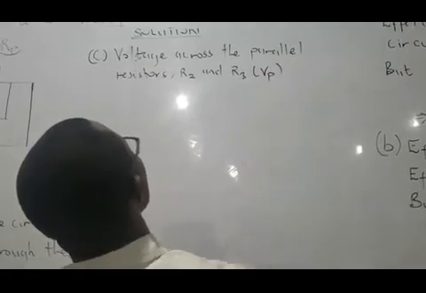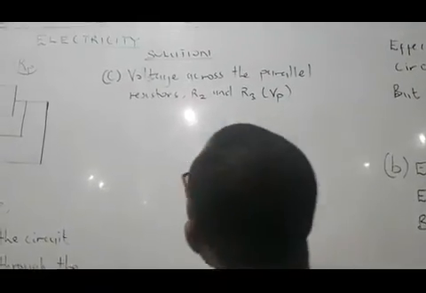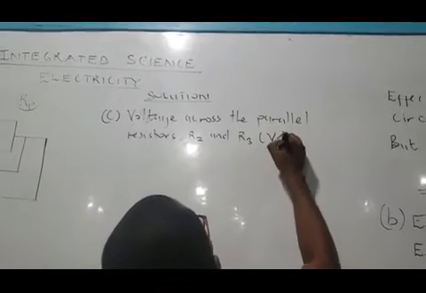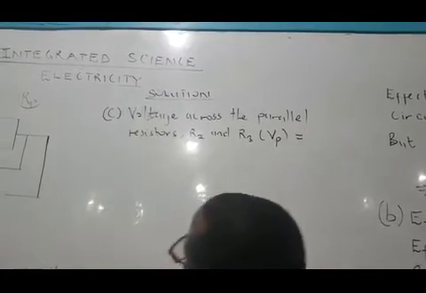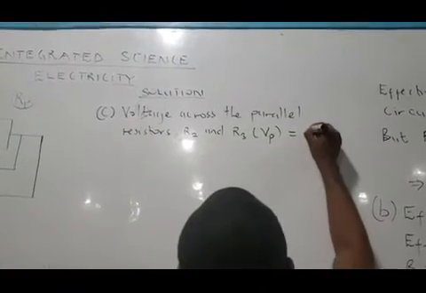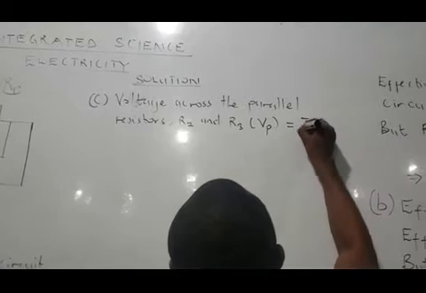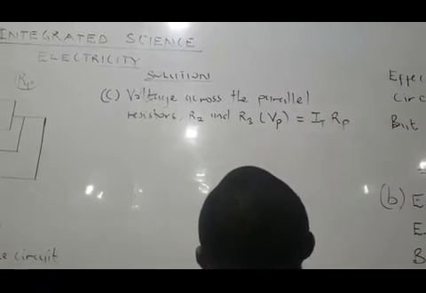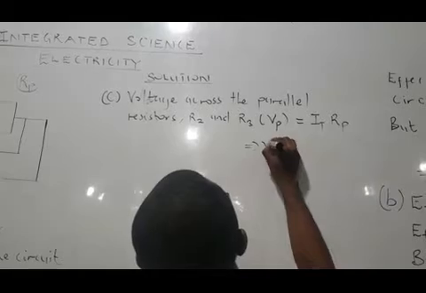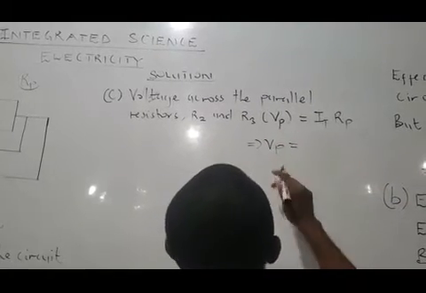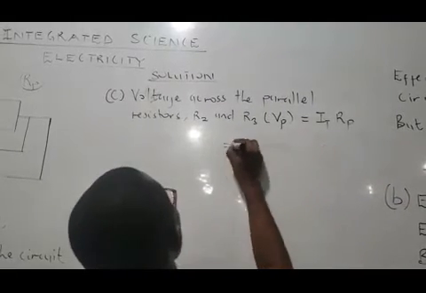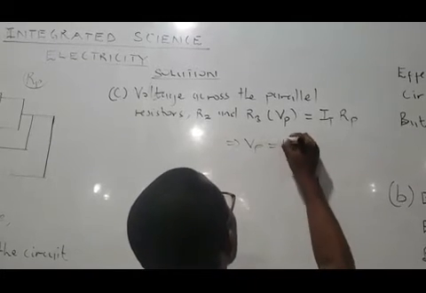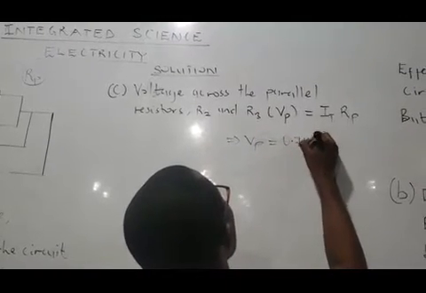The voltage across the power resistors, that's R2 and R3, is what you have indicated in the diagram. We also defined it as VP. So your VP there is the total current times the RP. So our VP becomes the total current, which is 0.745.